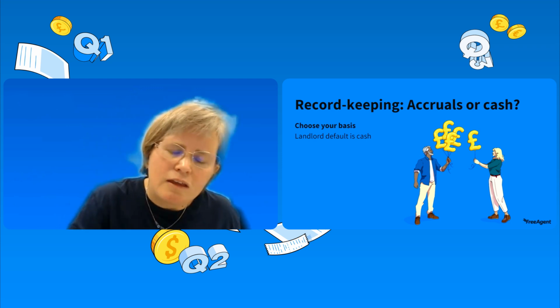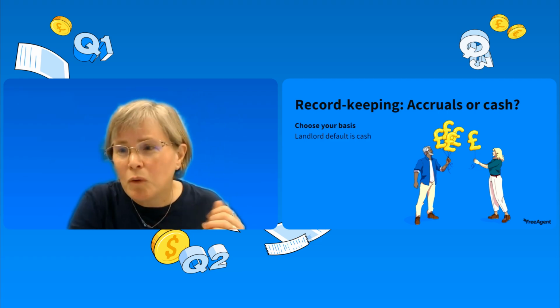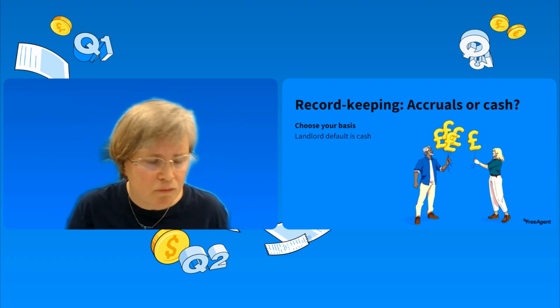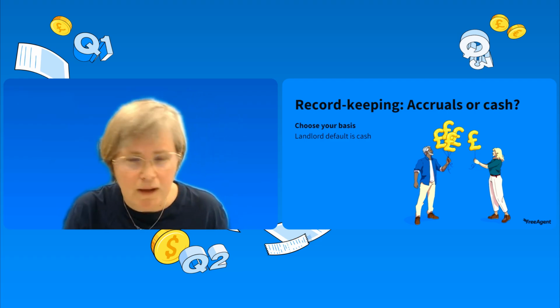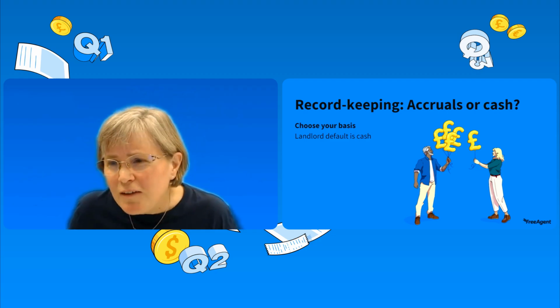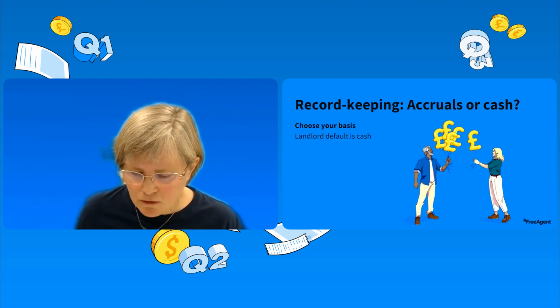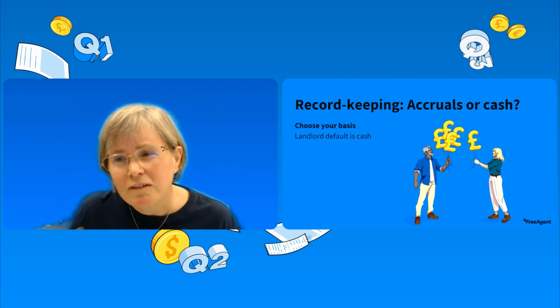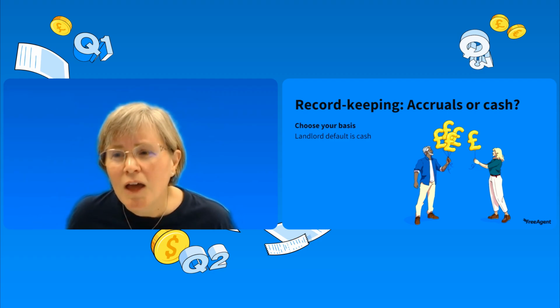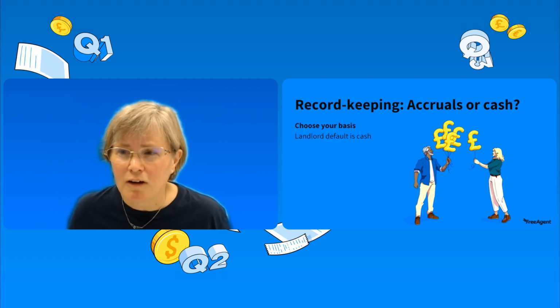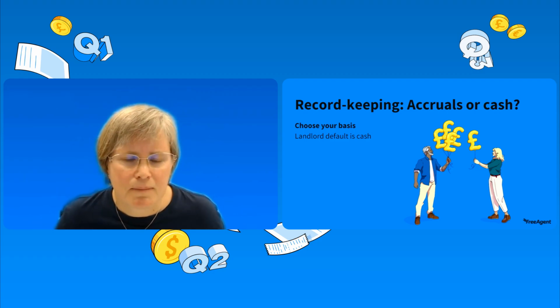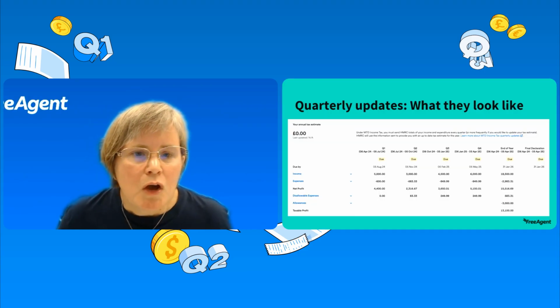So you have to use the same basis for all of your properties. You can't have one property on accruals and one on cash. You have to use the same basis if you are also a sole trader and you've got more than one trade. You must use the same basis for each trade. But you could use accruals for your trades and cash for your property. That's allowed.